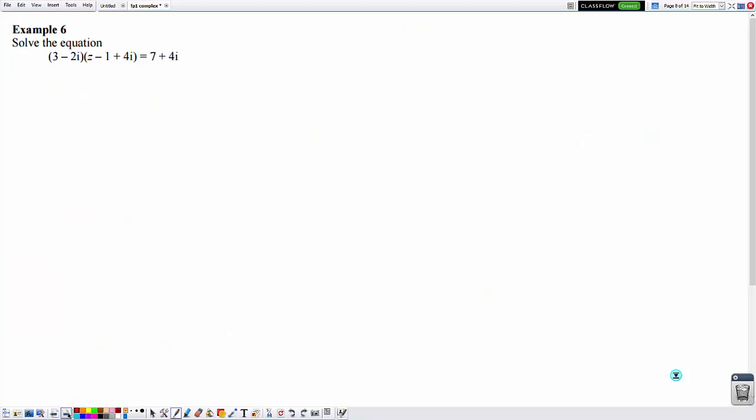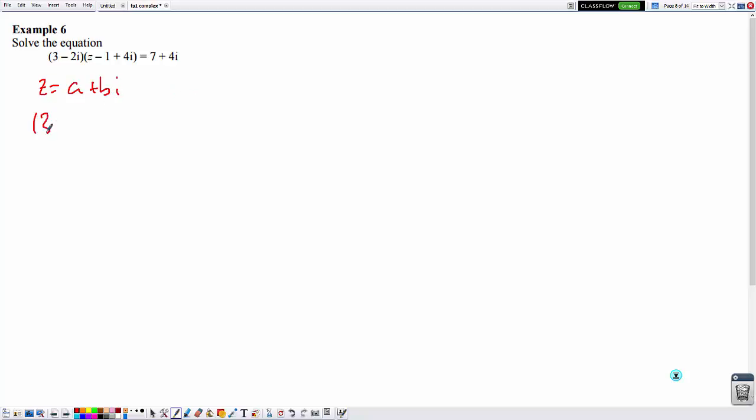Okay. Example number 6. So we've got 2 left. So solve the equation. This is going to be exactly the same. So maybe pause now, try this one on your own. It's nothing different here, nothing especially interesting. Well, I think this one may be one where we need to use simultaneous equations, but let's just start off by saying z is equal to a plus bi, plug it in, multiply it out.